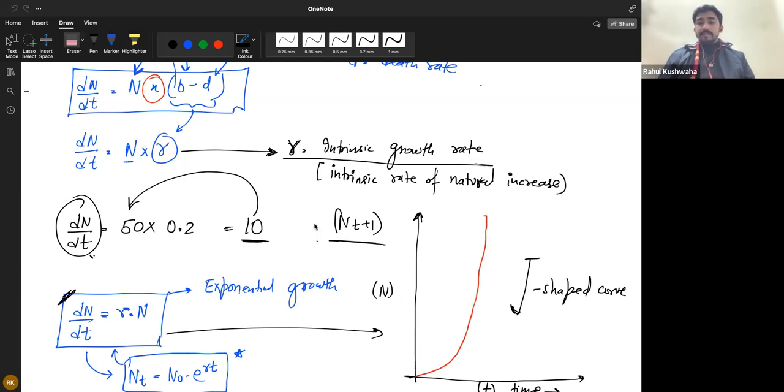In today's class, I'll tell you that we can also make this formula dN by dt equal to rN into an integral form, where we can actually find Nt plus 1 directly, without going through this, where we find the change and then add the change to the initial population. But this part is clear to you?